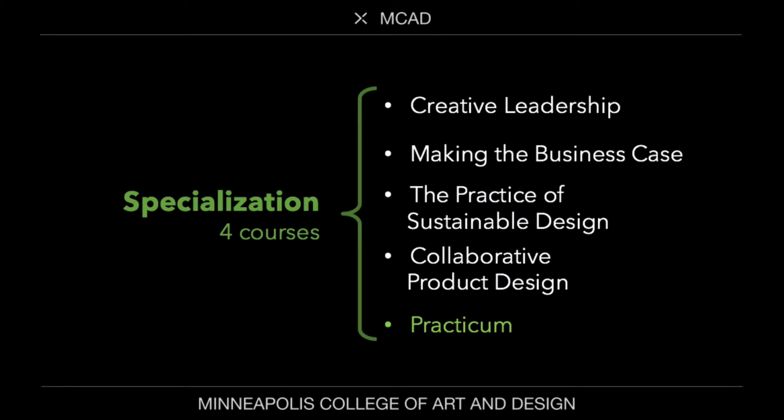You also take 4 specialization courses, and we actually offer 4 main courses and then an alternative. So the 4 courses that we offer are creative leadership, making the business case for sustainability, the practice of sustainable design, and collaborative product design. And the alternative here is to do a practicum, which is something in between like an internship and an independent study.